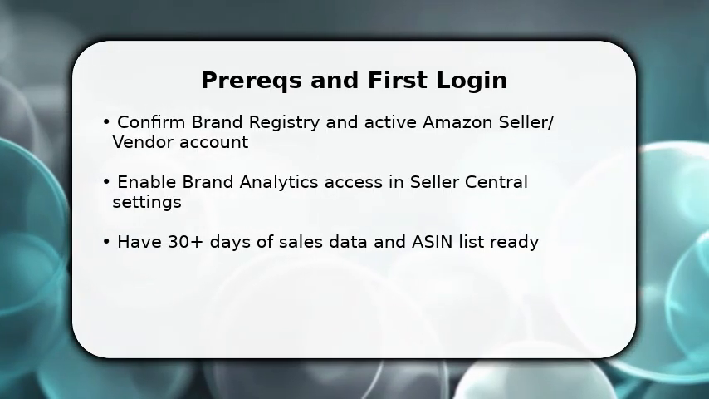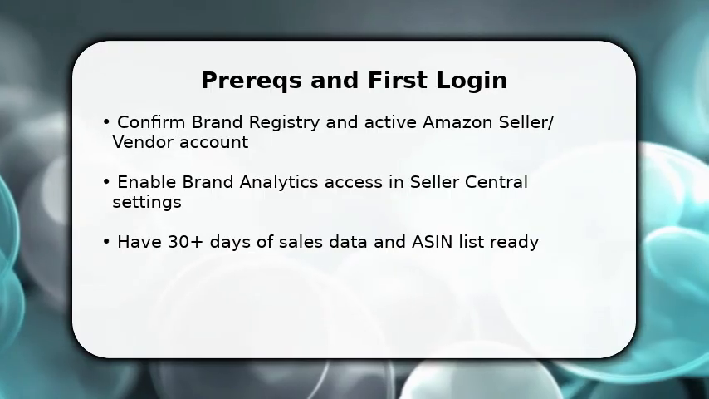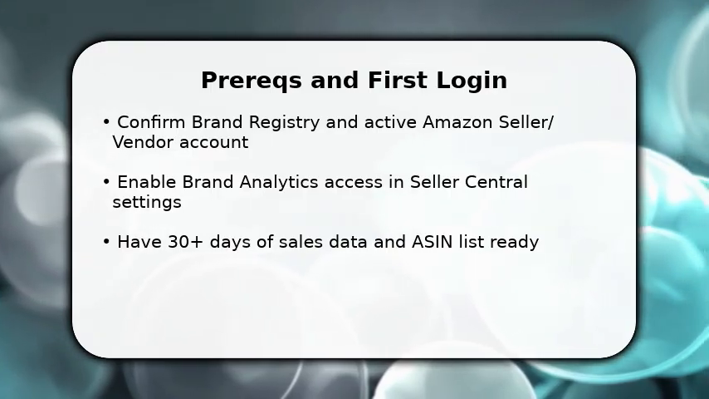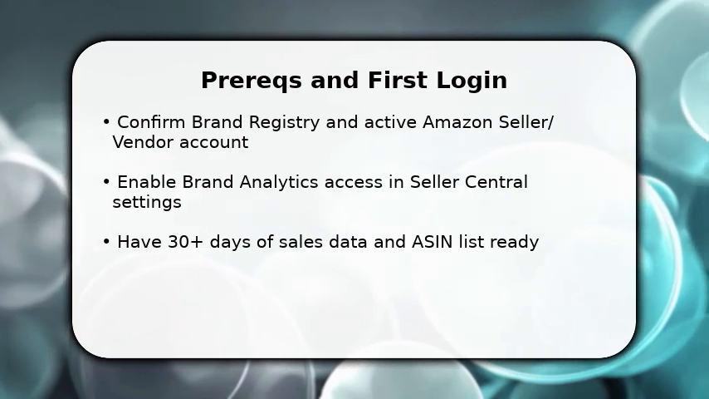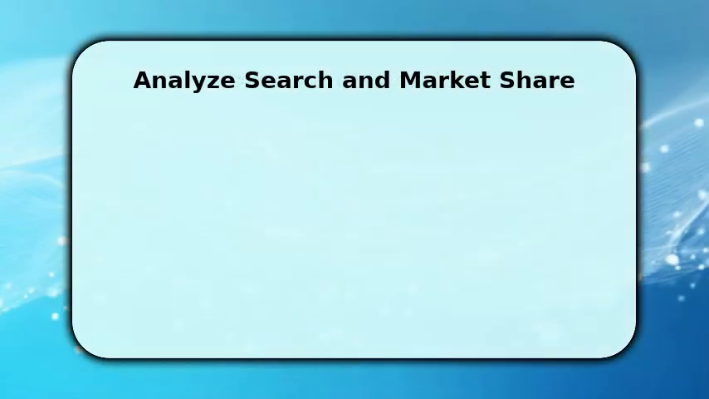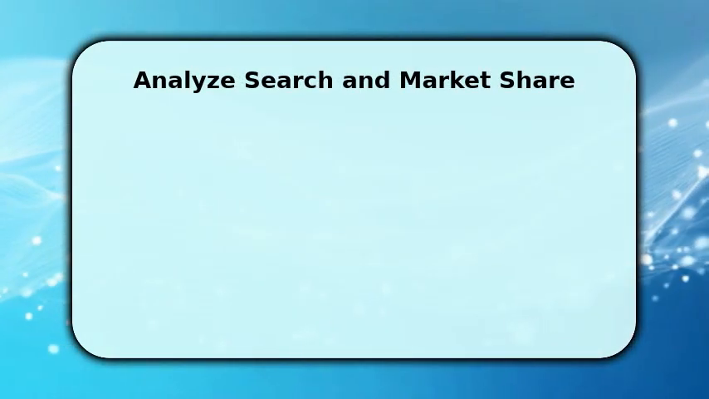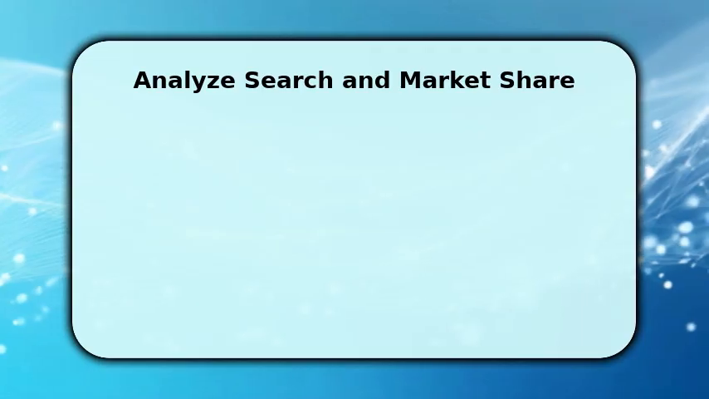Now click into Search Terms, set your date range, and export the raw CSV. You'll use this file for the next steps. Once you have the CSV, open it in Excel or your BI tool and create pivots for search terms, CTR, conversion rate, and buy box percentage. You want to identify the top 20 search queries driving impressions and sales.